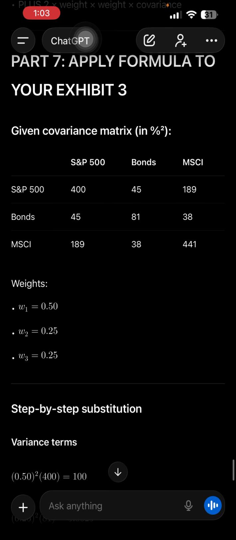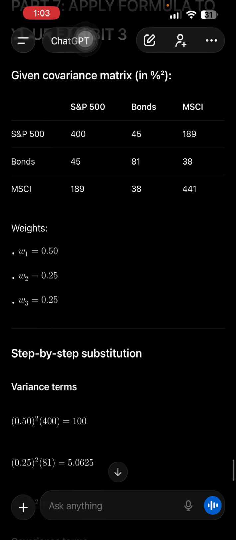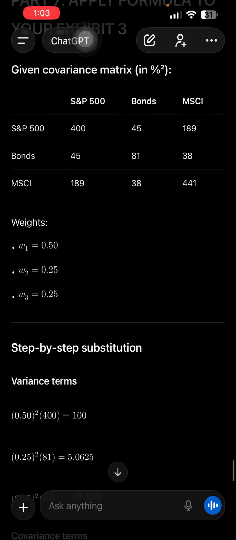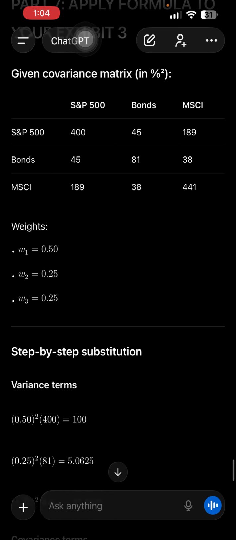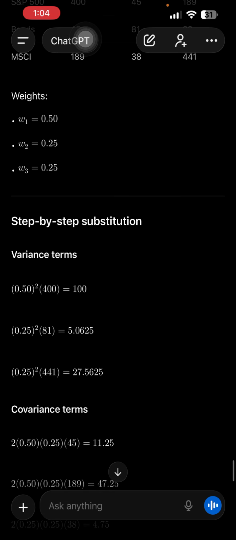Here you can see the covariance matrix among 3 different asset classes. Now we will solve the portfolio variance including covariance step by step. So what are the weights given? 0.5, 0.25, 0.25. Our first step is weight squared into variance. So 0.5 squared into the first asset class, S&P, that is 400. Next, 0.25 squared into the second class, bonds, that is 81, and MSCI, that is 441. That is a simple thing.